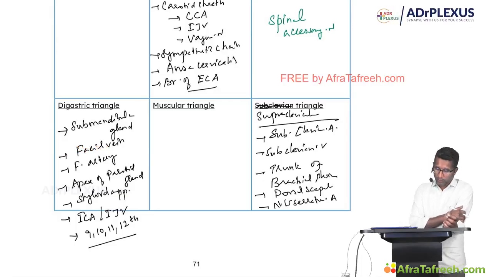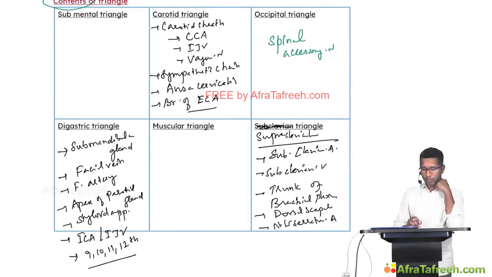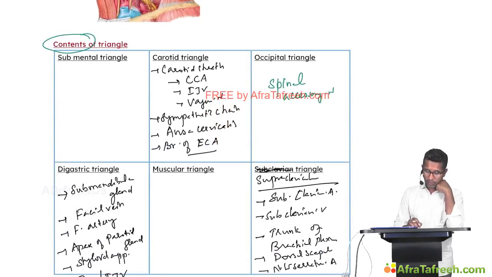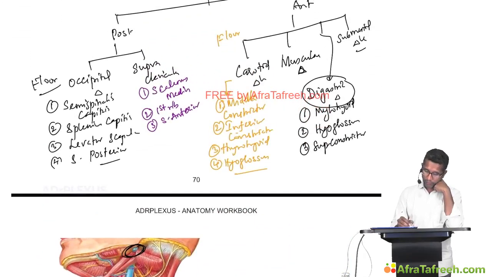When you look at the other triangles, these are certain insignificant triangles, not of much bigger use. In the submental triangle, the floor is formed by the mylohyoid muscle.